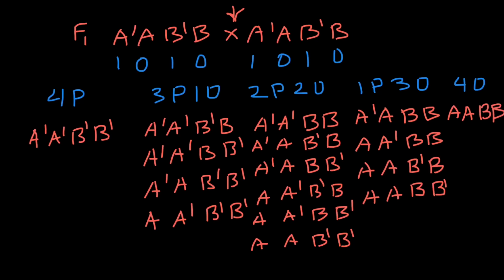How many phenotypes do we have? 1, 2, 3, 4, and 5. 5 phenotypes. Now let's find the frequency. The frequency is going to be based on how many genotypes we have in total: 1, 2, 3, 4, 5, 6, 7, 8, 9, 10, 11, 12, 13, 14, 15, 16. So the frequency of this phenotype is going to be 1/16. So 1/16 is going to be dark red.